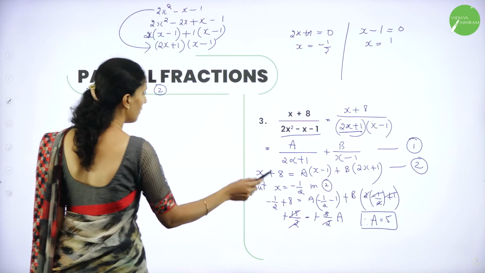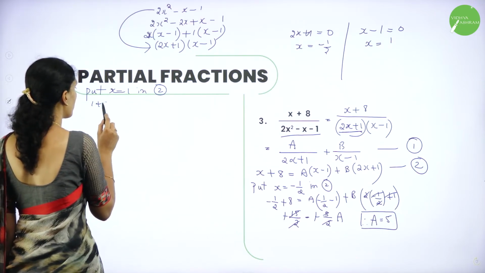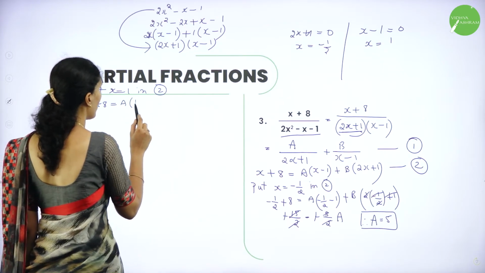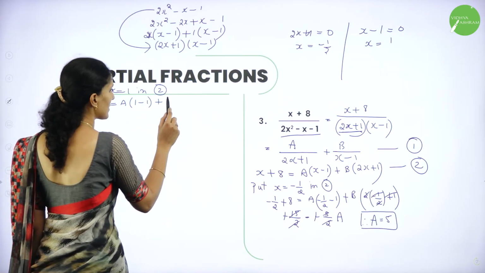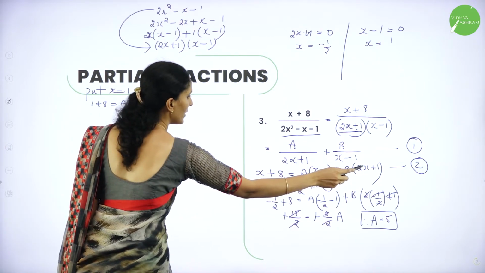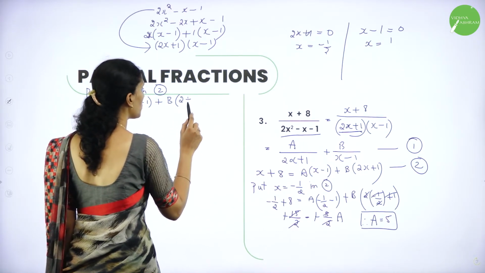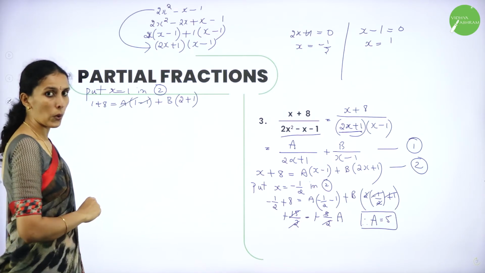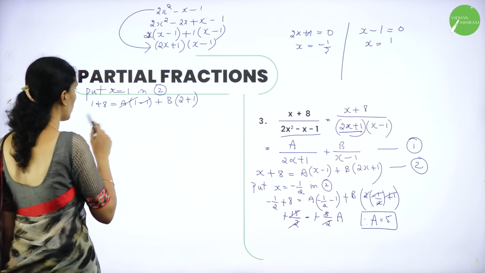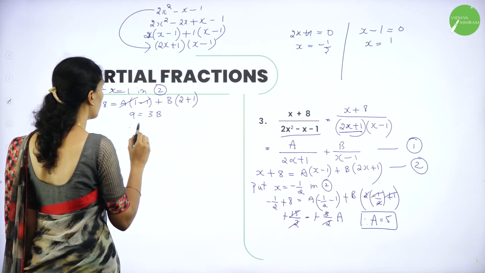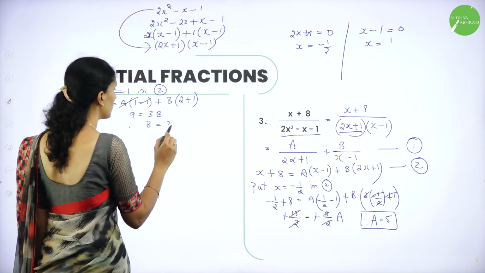So here we have 1 plus 8 is equal to a into 1 minus 1 plus b into, if you put x is equal to 1, then it is 2 into 1, 2 plus 1. So minus 1 plus 1 get cancelled. The whole term containing a becomes 0. We will get 9 is equal to 3b. So therefore, b is equal to 3.